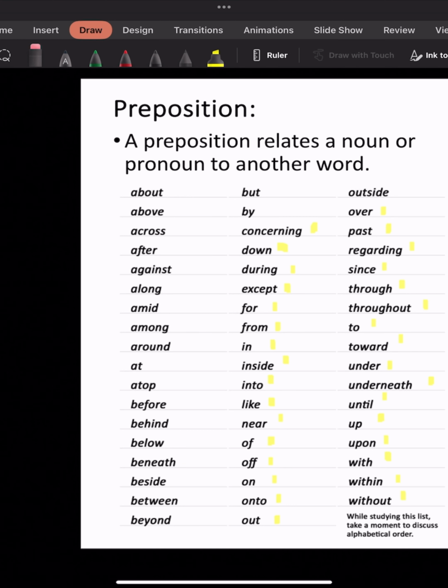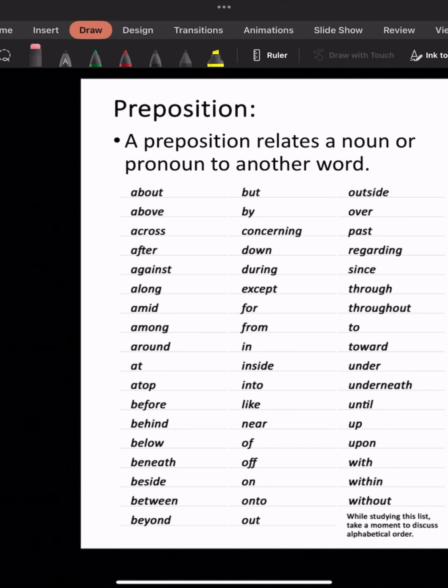Let's just look at some examples here. Let's do above. I put the book above her head on the shelf. Or across. He ran across the room to get the ball. Or inside. He went inside the house to find the cookie. And then how about underneath? The dog looked underneath the couch, or under the couch.